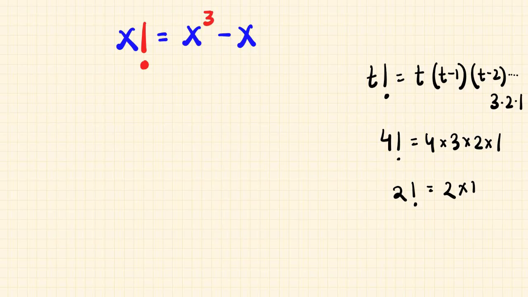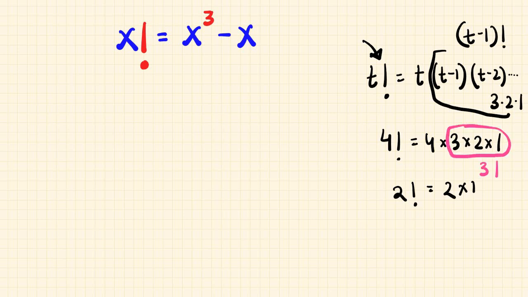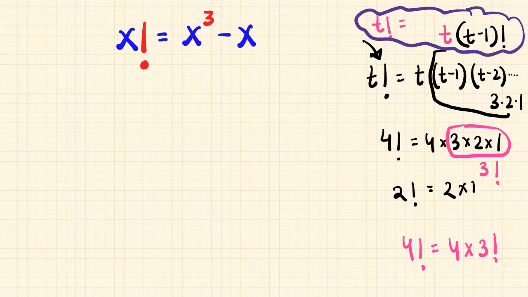Okay, so now we know this is factorial. Can I write this much part as t minus 1 factorial? Can I write this much part as 3 factorial? Of course. So 4 factorial can also be written as 4 times 3 factorial. Hence t factorial can also be written as t times t minus 1 factorial, right? So just remember this part because we're going to be using this in this question.